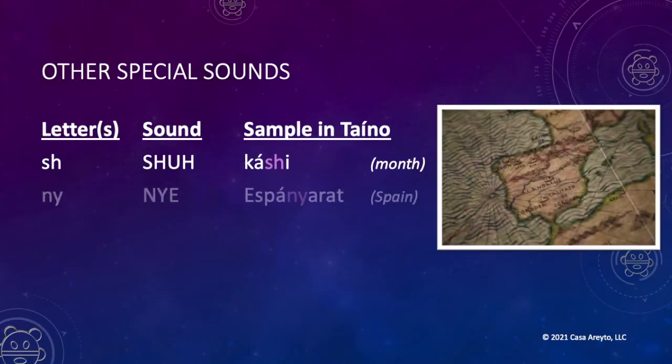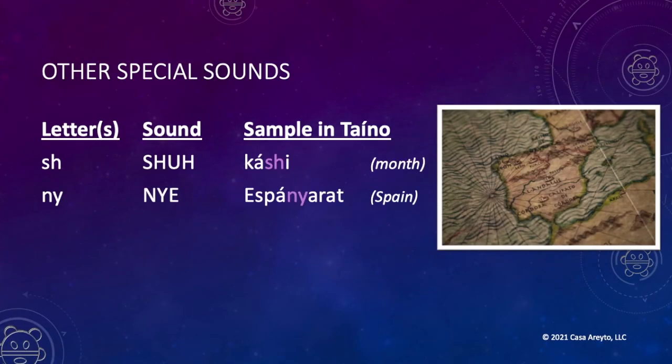And one last sound that you'll find is the combination of the letters N and Y, which makes the ny sound. This is the same sound as in the word España, ny. And that is because a lot of the Taíno words we'll be using may be borrowed from the Spanish as well. So you will hear this ny sound in the word Españolat, which means Spain.